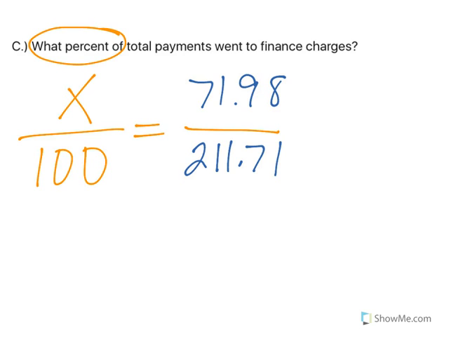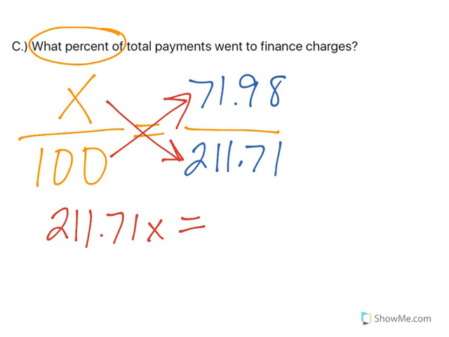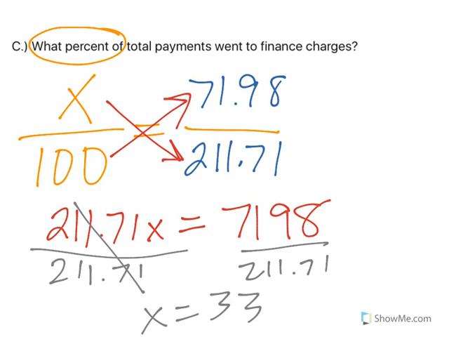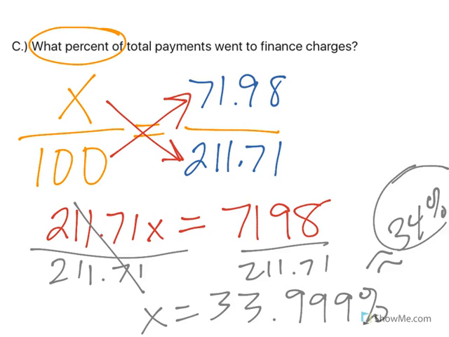So to solve this proportion, we're going to cross multiply. So remember, 211.71x equals 7,198, because we cross multiply. To get x by itself, we're going to divide both sides by the number in front of x, which is 211.71, and we end up with 33.999%, which I'm going to go ahead and round to 34%. So 34% of our total payments went to finance charges.